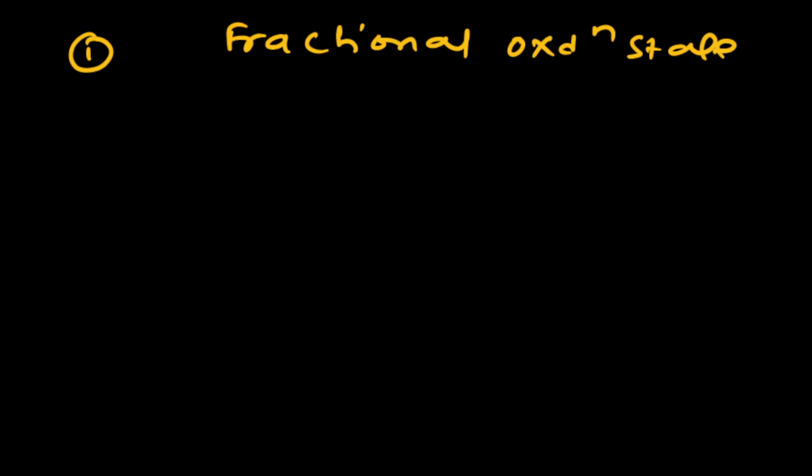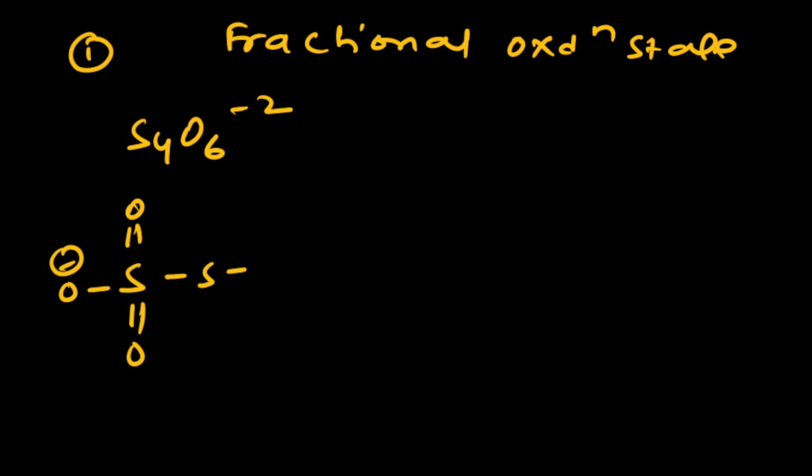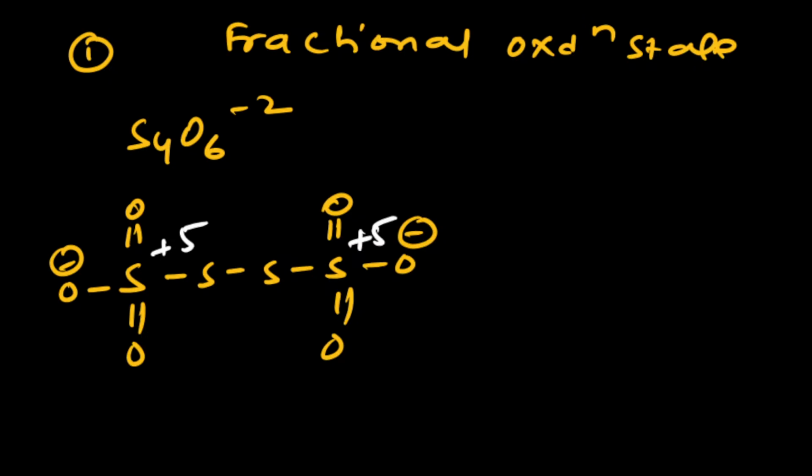In the fractional oxidation state of the given compound, the first one is S4O6 2-. Just now we have seen in S4O6 2- the fractional oxidation state of the sulfur. This is O minus. Now this is sulfur, sulfur, double bond O and double bond O, and this is O minus. Now here we are having +5 and +5. Clear? Now if you calculate on average, you will get 5/2 as the oxidation state. Done? Now next one.